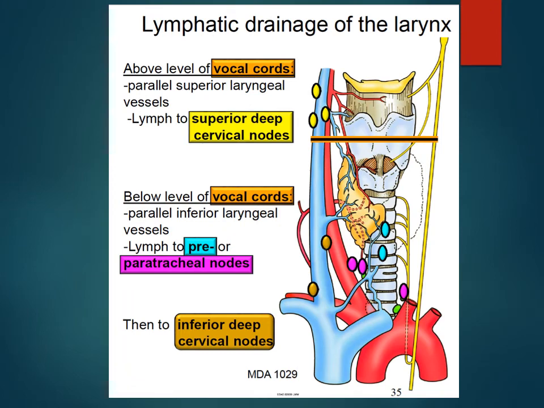There are different groups for the lymph drainage. Above the vocal cords differs from below the vocal cords. Above the level of the vocal cords, it drains to the superior deep cervical lymph nodes, and below the level, those are the pre and paratracheal nodes, which drain into the inferior deep cervical nodes.